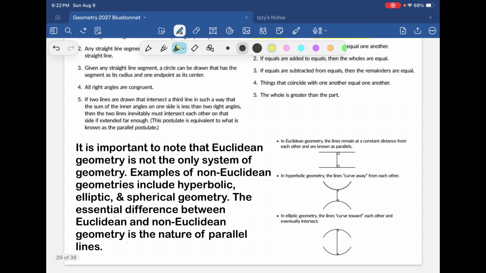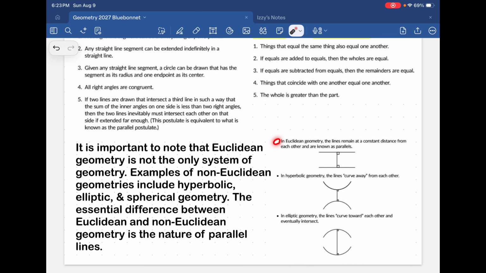It's important to note that Euclidean geometry is not the only system of geometry that we could study. Some examples of non-Euclidean geometry include hyperbolic, elliptic, and spherical geometry. The essential difference between Euclidean and non-Euclidean geometry is the nature of parallel lines. So let's go ahead and take a look at our parallel lines.